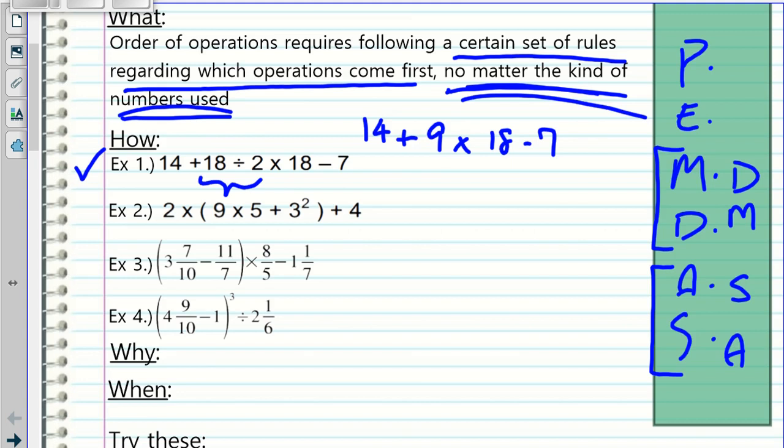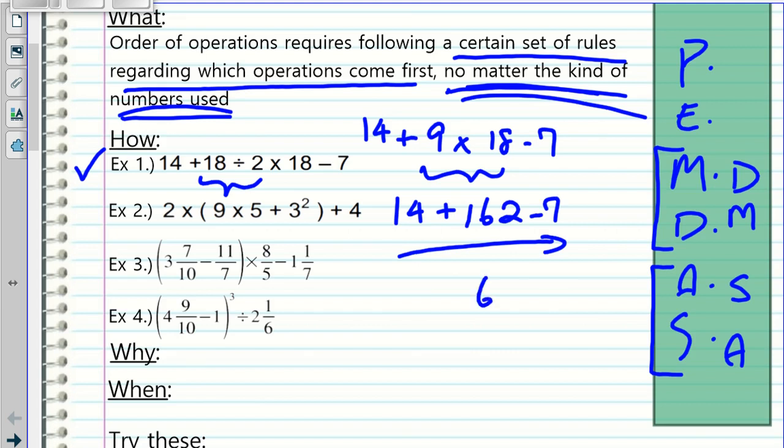Okay, what's the next step? Right, the multiplication. 14 plus, now 9 times 18, let's see, 9 times 8, 72, 9 times 1, 9 plus 7, 16, right? And then minus 7, now what? Right, down here, addition, subtraction, left to right. All right, so let's rewrite 14 plus 162, 176, minus 7, right? At the end, you get 169, am I right? Yep, all right. So that's the answer there, okay?